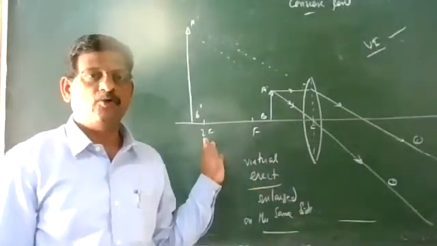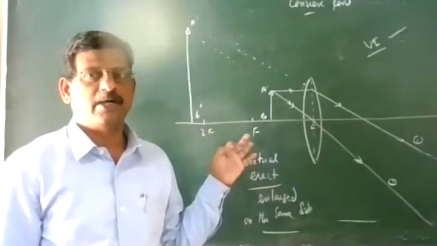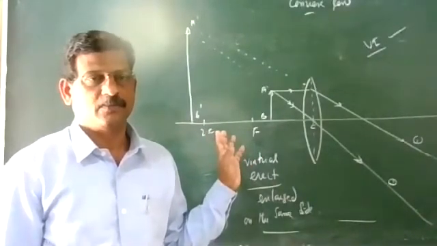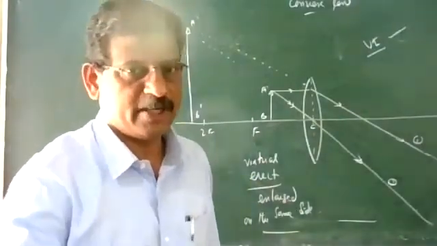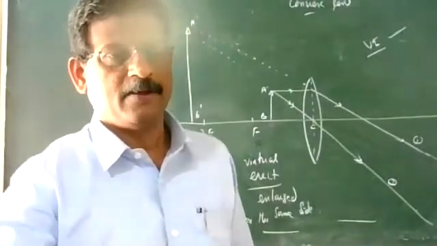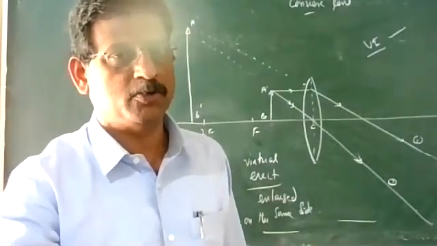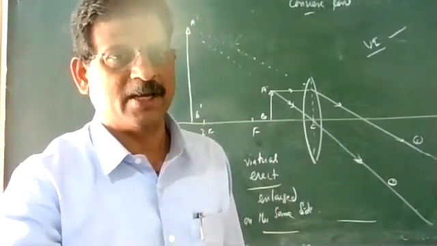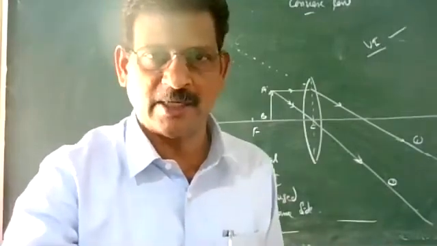So now, 6 cases are completed. And I want to get some answers from you. I'll give the location, you tell the type of image. I will just repeat the different cases, because we use this kind of object position and image, and there will be numericals for this. Using the lens formula, we have to locate the position of the image and the nature of it.